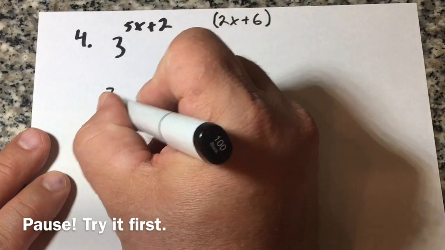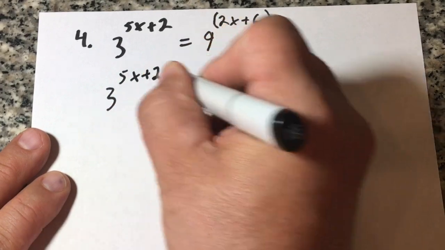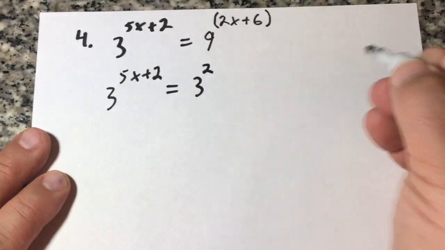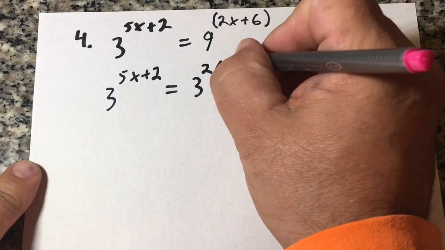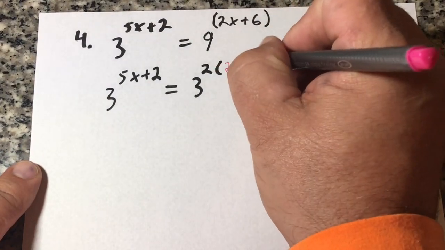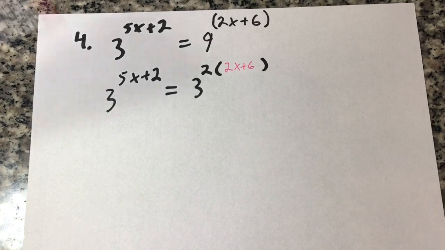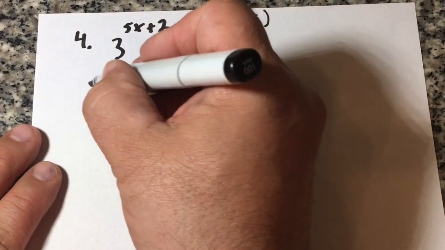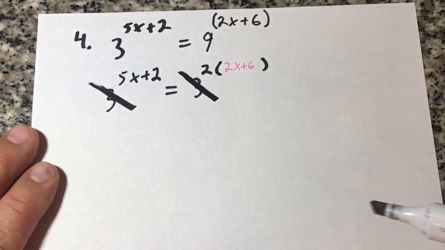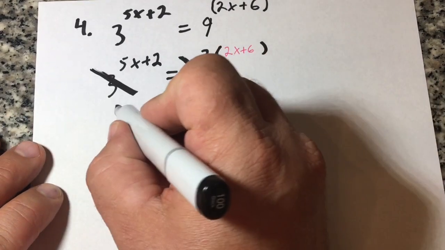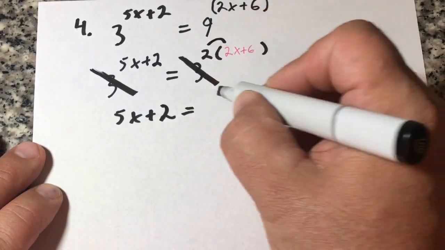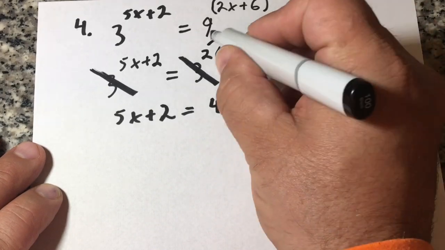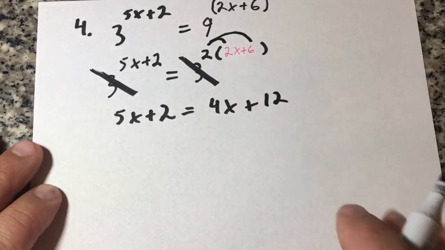That's going to give me 3 to the 5x plus 2 equals 3 squared. But now I have to remember to bring down the 2x plus 6 inside those parentheses. And once I have it in that form, I have common bases, so I can eliminate those 3's. And I'm just going to solve the equation 5x plus 2 equals 4x plus 12.